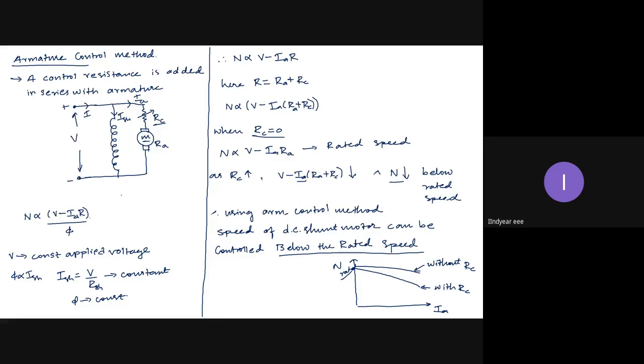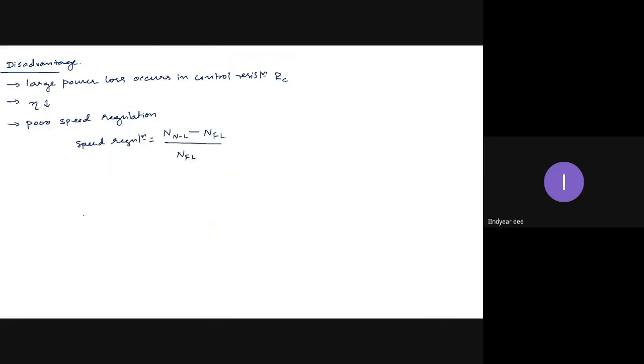Now for a small instance, let V be 200, IA be say 10 amperes, RA be say 1 ohm. Let us take RC as 0 initially. Then what will be my speed? Speed is proportional to 200 minus 10 into 1, so it is proportional to 190.